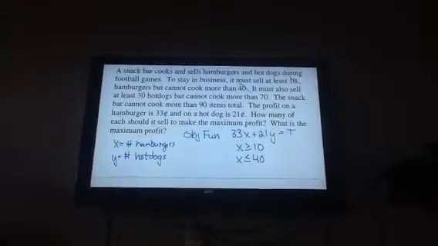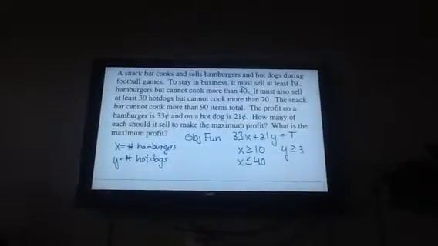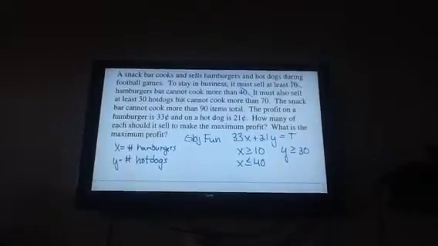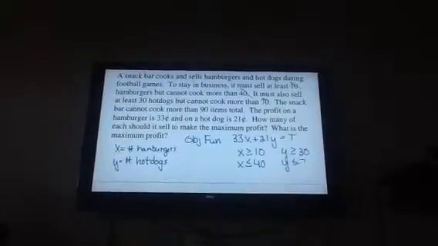It must also sell 30 hot dogs, at least 30 hot dogs. So y has to be greater than or equal to 30, but cannot cook more than 70. So that's the most I can do. y is less than or equal to 70.